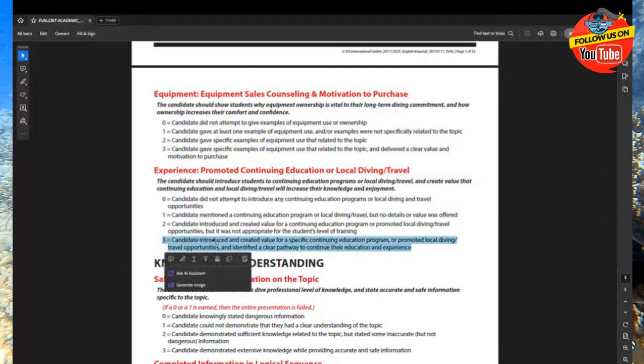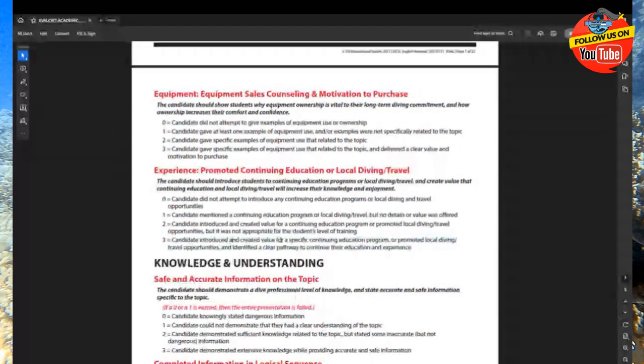It's all candidate introduced and created a value for a specific, that's the wrong one. It's the one example of equipment use. You talked about I'm a princess and I love my XTX 50 because it breathes the same at the surface as it does at depth. On the topic and the clear value to motivate to purchase. This is a great regulator, and I've been diving for years.